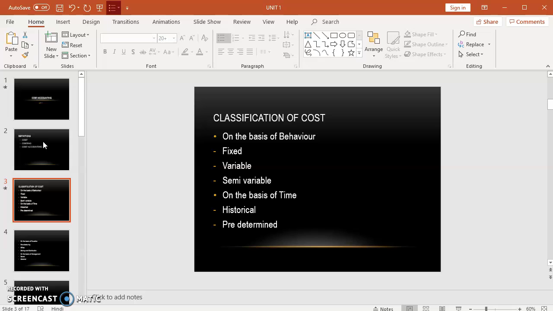If there are 75 students, then the charges will be comparatively more. So depending upon the volume, the charges are increasing. That is variable. Now, what is semi-variable? Semi-variable is a combination of fixed and variable. That is, partially it is fixed and partially it is variable.